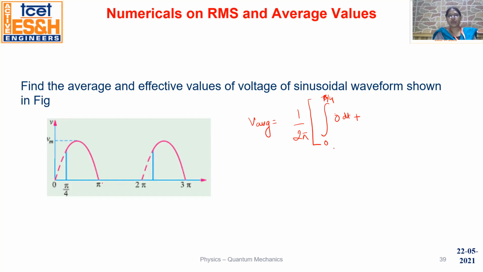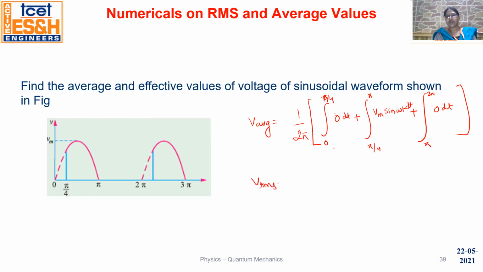Plus from pi by 4 to pi, it is Vm sine omega t, plus again from pi to 2 pi it is 0 dt. So this is your complete equation for V average. So you all solve this, and you will get the average value of the voltage.